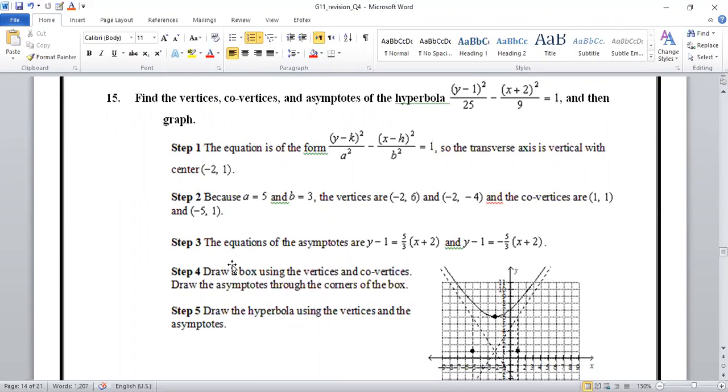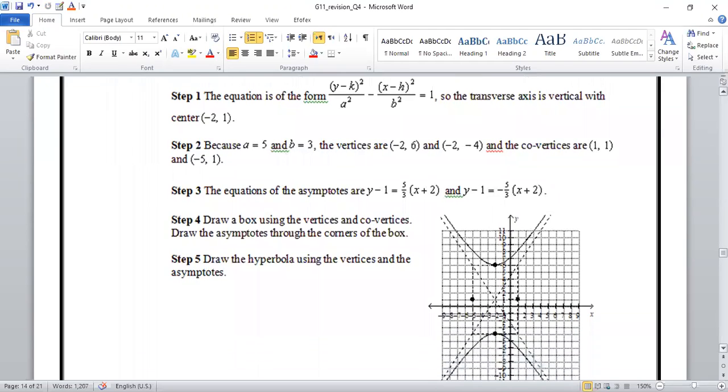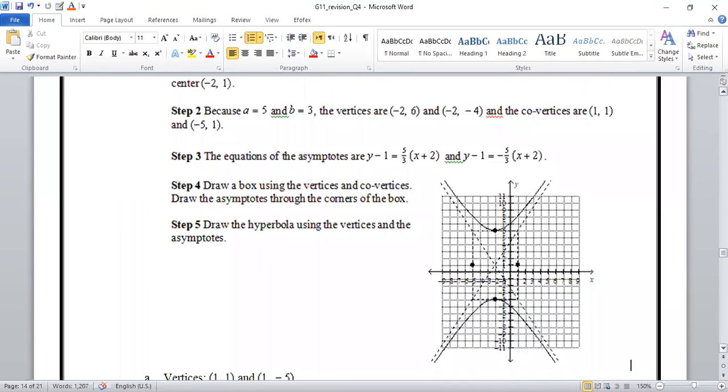Step number 3: the equations of the asymptotes are y minus 1 equals a over b, or 5 over 3, times (x plus 2), and y minus 1 equals -5 over 3 times (x plus 2). Draw the box as shown. First, plot the two vertices, then use the vertices and the co-vertices, as shown in the figure.